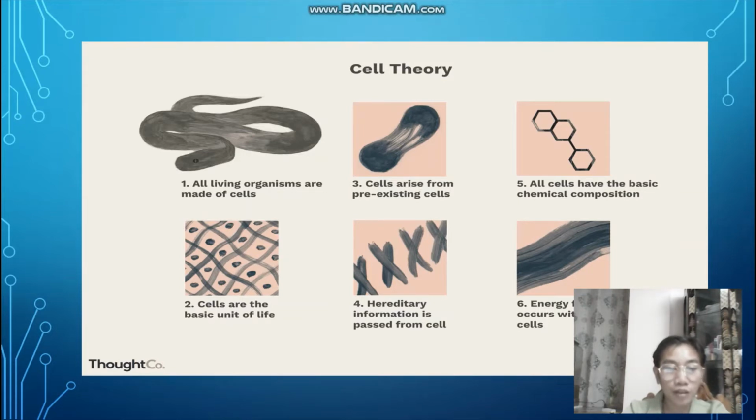And fourth, hereditary information is passed from the cells. For this explanation, it means the cell transmits it from one generation to the next through the organism's reproductive cells. Therefore, the properties and function of the cells are determined almost entirely by the proteins that it is able to make. And for number 5, all cells have the same basic chemical composition.